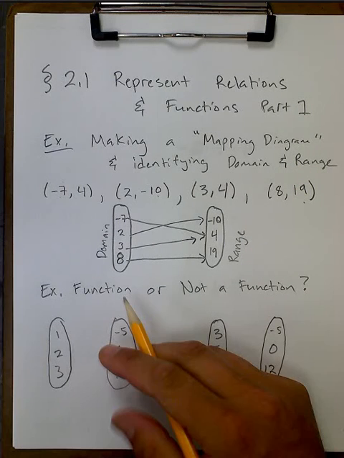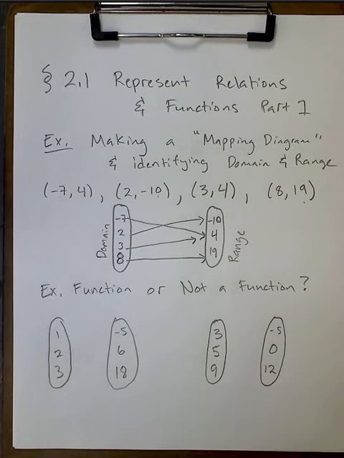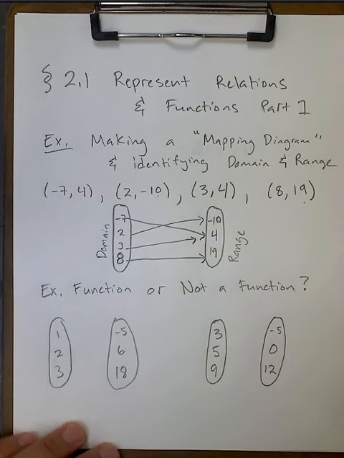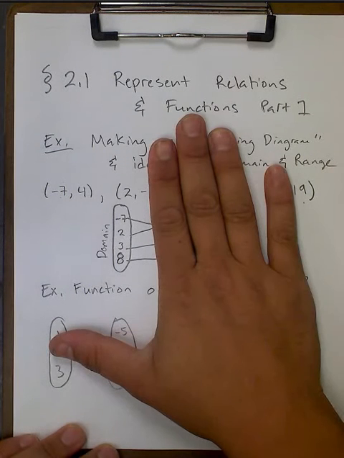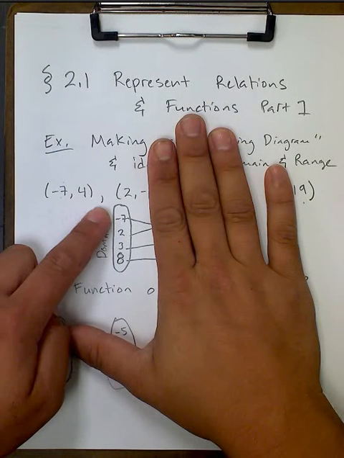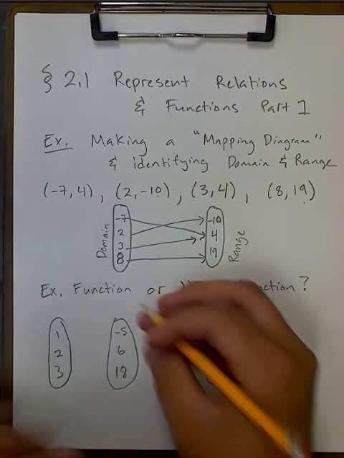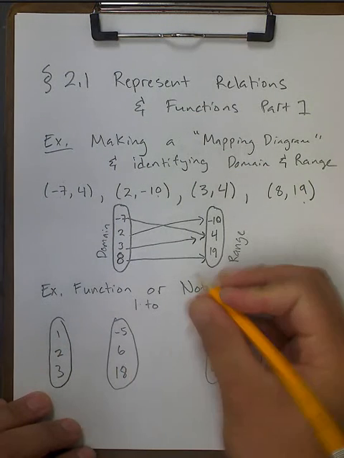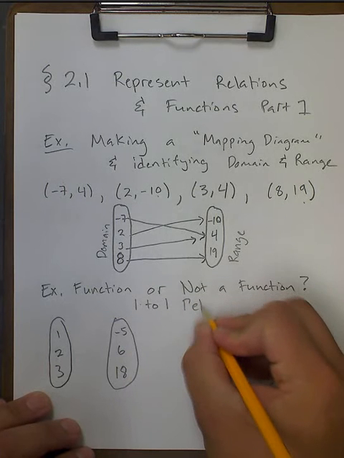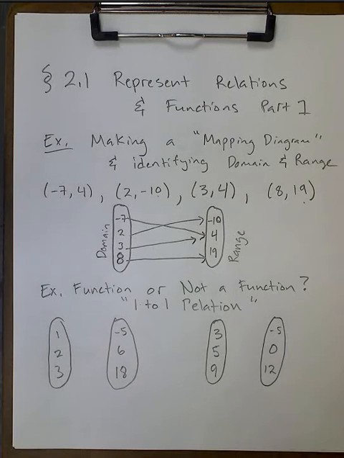In the second example, I'm going to show you how to tell from a mapping diagram if a relation is a function or not. The way you can tell is after you make the mapping diagram, if you cover up the range and you see only one arrow starting at each element in the domain, that's a functional relationship, because what a function really is a 1-to-1 relation. One thing goes into a machine, one thing comes out. That's essentially what a function is.